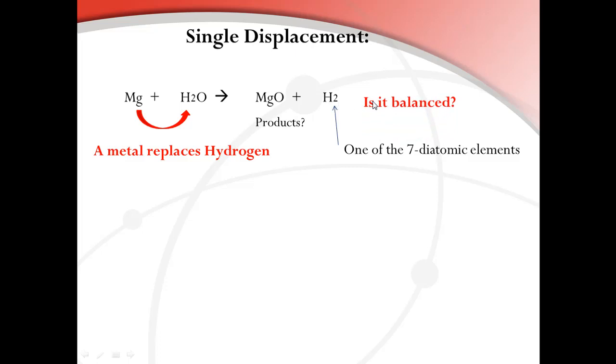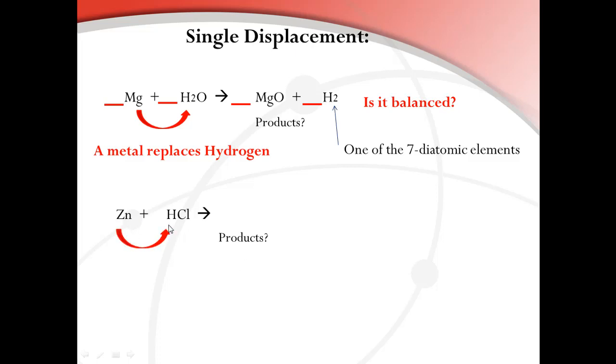Now is this equation balanced? Put in the lines, 1 magnesium, 2 hydrogens, good. 1 oxygen, yes, it's balanced. Another reaction, instead of magnesium reacting with water, we could have a metal reacting with an acid. This again would be a displacement of hydrogen. So what would the products be?